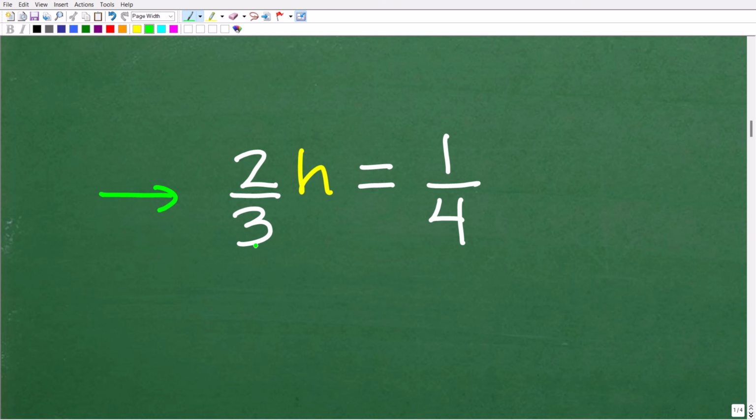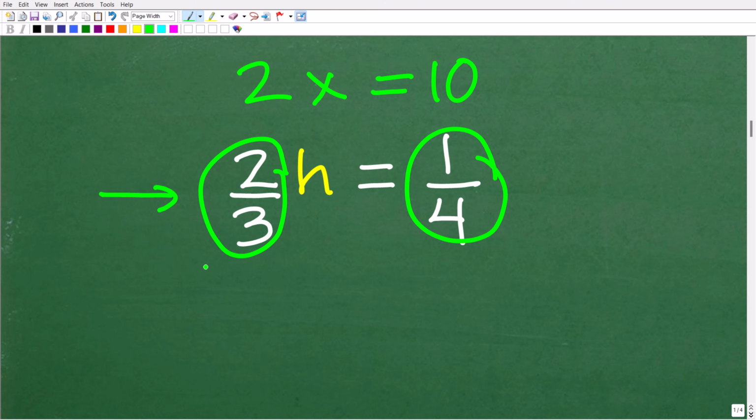We have 2 thirds times h is equal to 1/4. So this is a multiplication situation. It's very much like 2x is equal to 10. So what do you think we need to do here to solve for h? Well, if you're saying we have this number times h is equal to this number, how about we divide both sides of the equation by this number here, 2 thirds? Well, if that is what you're thinking, you would be absolutely right.